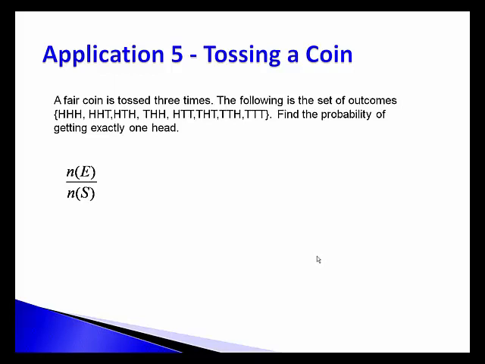Probability is still the number of outcomes that make it true divided by the total number of outcomes. Well, let me ask you, how many things make it true? Well, I have one head right there, one head in this list, and one head right here. So there are 3 things that make it true divided by the total number of outcomes. Well, it was 1, 2, 3, 4, 5, 6, 7, 8. So 3 divided by 8.